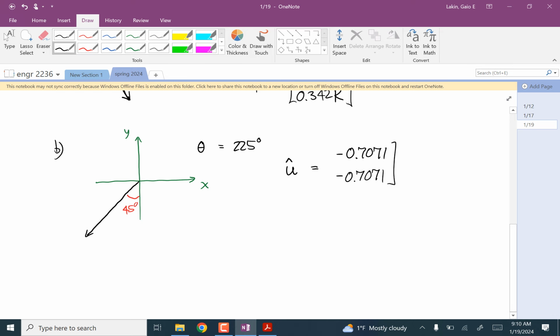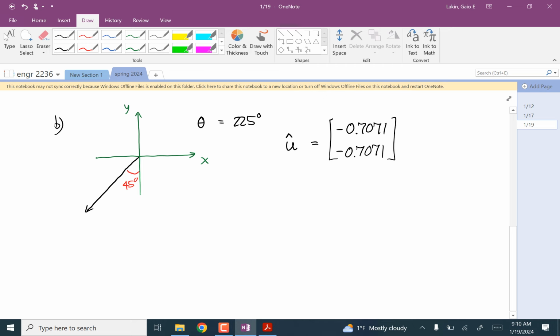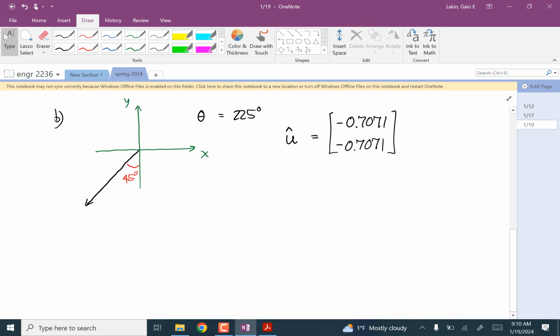I don't know why I do those to so many significant figures, but it's superstition. I just have done that for a lot of years, and I'm going to keep doing it, I guess.